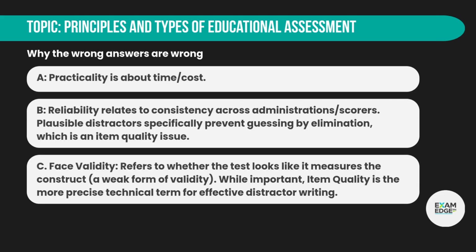Why the wrong answers are wrong? A. Practicality is about time and cost. B. Reliability relates to consistency across administrations and scorers. Plausible distractors specifically prevent guessing by elimination, which is an item quality issue. C. Face validity refers to whether the test looks like it measures the construct, a weak form of validity. While important, item quality is the more precise technical term for effective distractor writing.